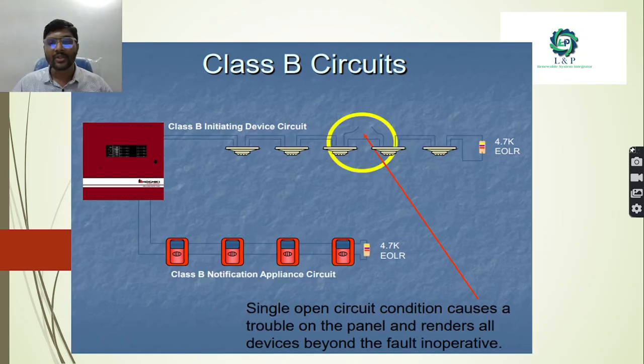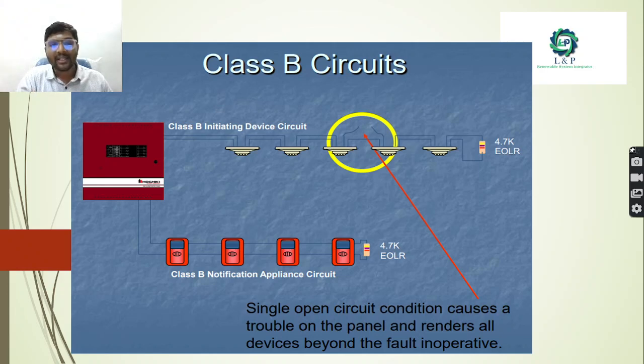Now let us consider a situation. There occurs a fault between the third detector and the fourth detector. There is a discontinuation. So what will happen? Since it is a class B circuit, devices 1 and 2 will work. The devices after 3, that is 4 and 5, will not work because we got a trouble between the third and the fourth, so there is no continuation of wire to those detectors.